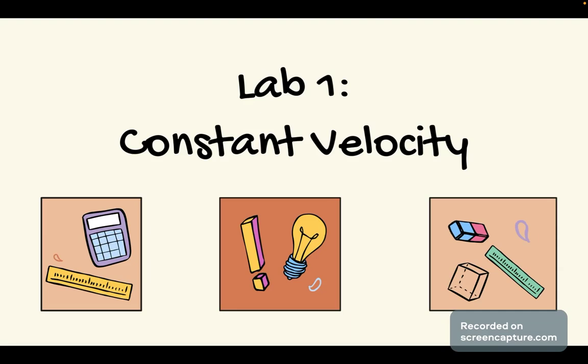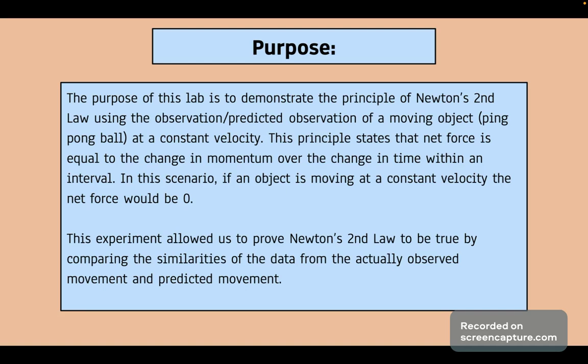Okay, so this is my lab 1 on constant velocity. So what is the purpose of this lab? The purpose of this lab is to demonstrate the principle of Newton's second law using the observation and predicted observation of a moving object, in this case a ping pong ball, at constant velocity.